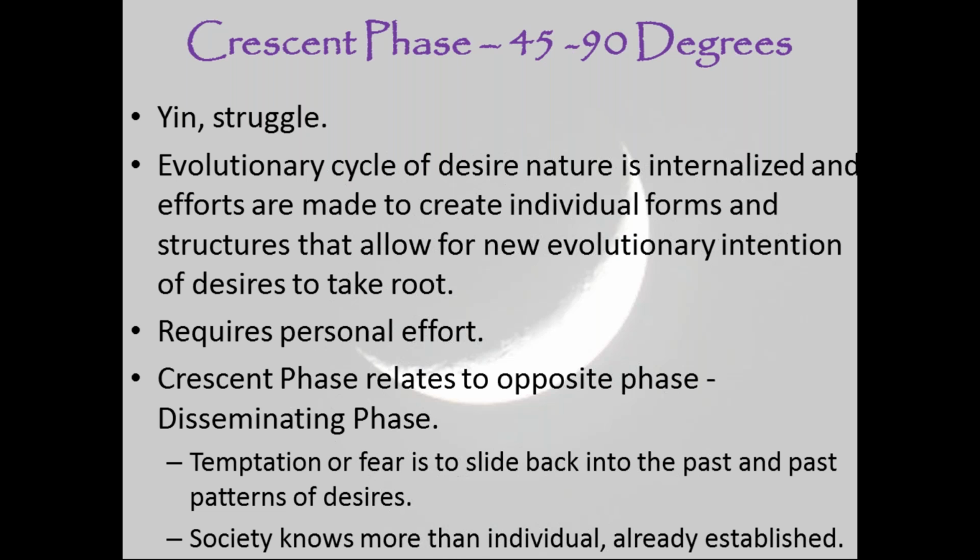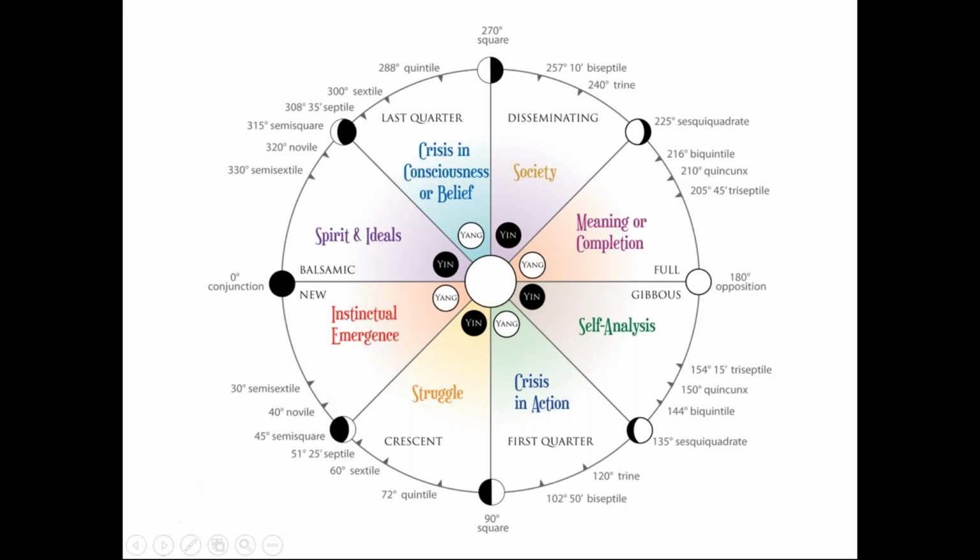And just like in astrology, every sign or house has its opposite sign and house. Astrology works via polarity with the circle. The same thing is true of the 8 phases. Every phase has an opposite phase. And the opposite phase of crescent is disseminating phase. Let me just go back for one moment and show you if you want to see this right here visually.